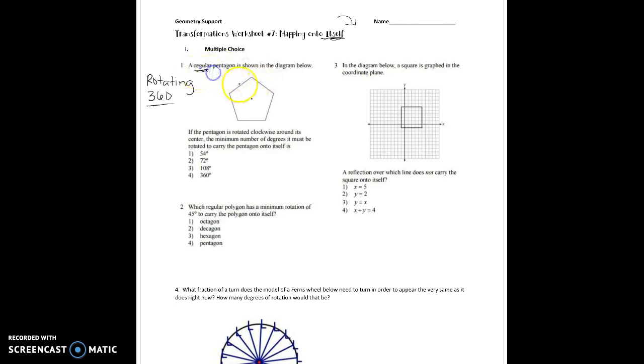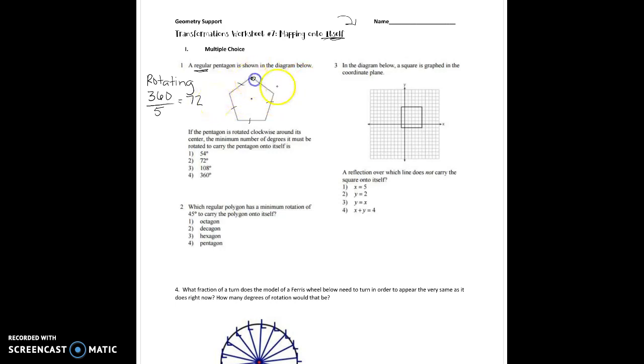A regular pentagon means that all the sides are the same length. And I'm going to take that 360 degrees and divide it by 5. Now, when I take 360 degrees and divide it by 5, that's going to give me one number, and we're going to use that number multiple times. So when I take 360 and divide it by 5, that gives me 72 degrees. So that means that I can rotate this figure every 72 degrees.